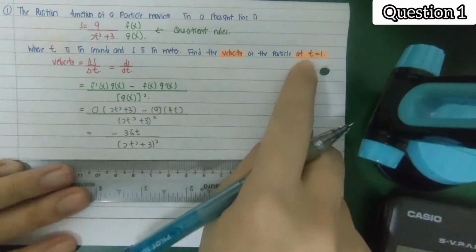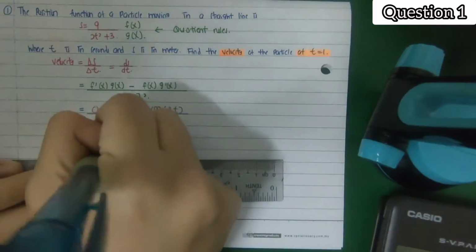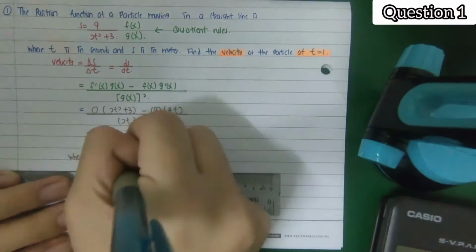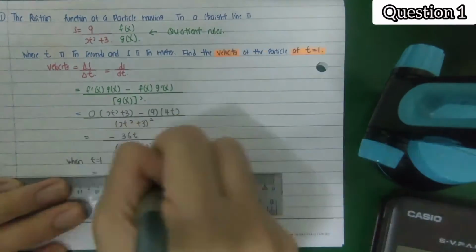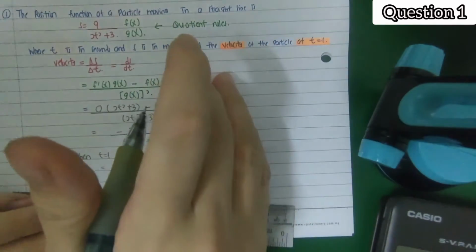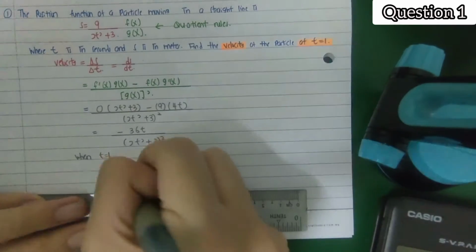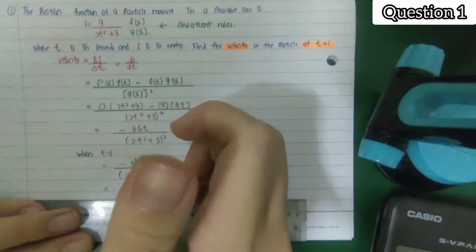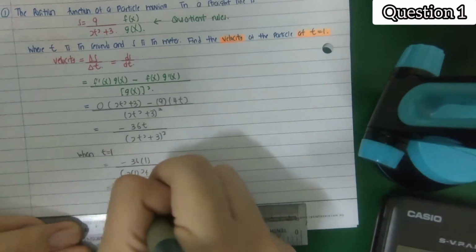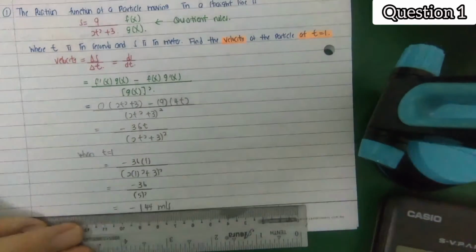Now we need to find the value at t equals 1. So t equals 1. So it equals negative 36 times 1 over (2 times 1 squared plus 3) squared. So equal to negative 36 over 5 squared. So the answer is equal to negative 1.44 meters per second.